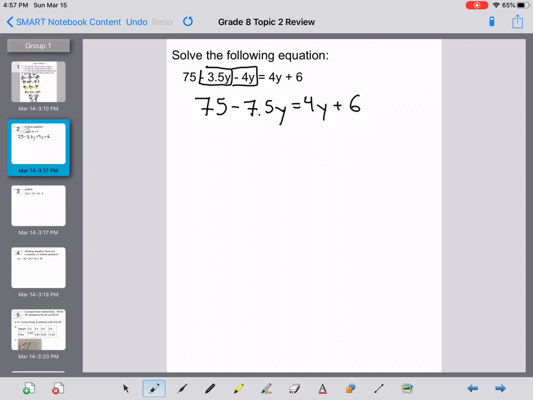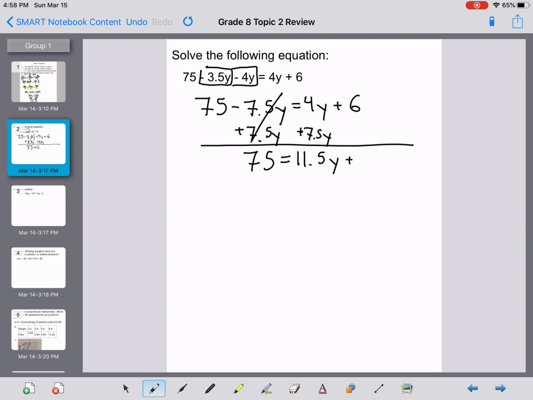There are no more like terms on my left-hand side, so I look at my right side. There are no like terms on my right side. Now, I'm going to move all my variables to one side and my constants to the other. I'm going to add 7.5y to both sides. These cancel out, and I'm left with 75 equals 4y plus 7.5y, which is 11.5y plus 6.